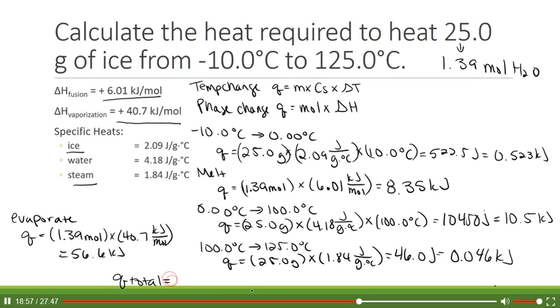Q total is equal to 0.523 kilojoules plus 8.35 kilojoules plus 10.5 kilojoules plus 56.6 kilojoules plus 0.046 kilojoules, giving us a total of 76.0 kilojoules.